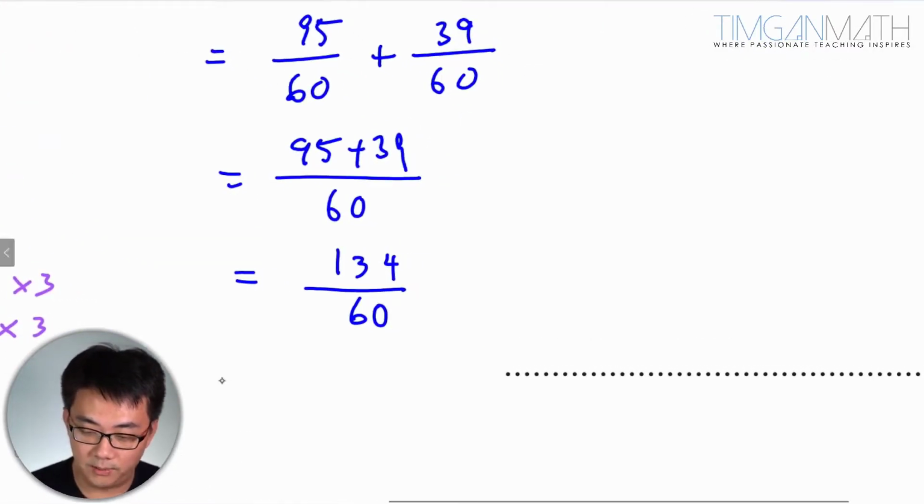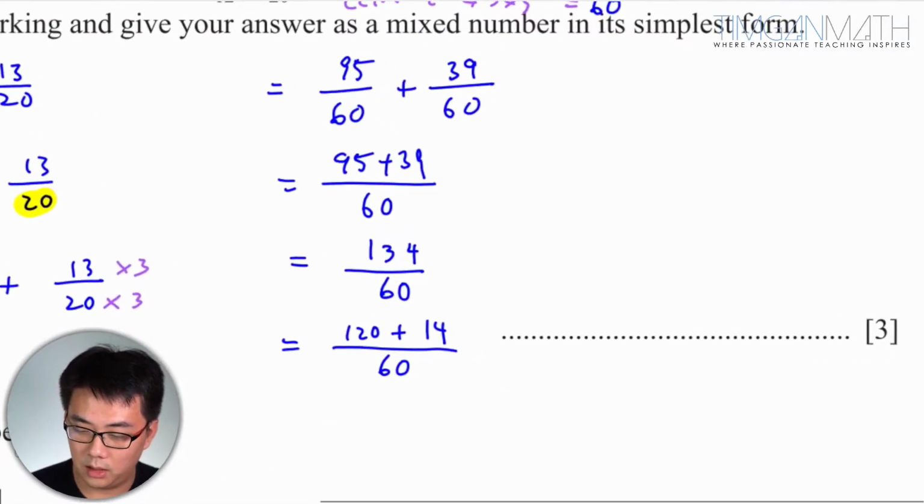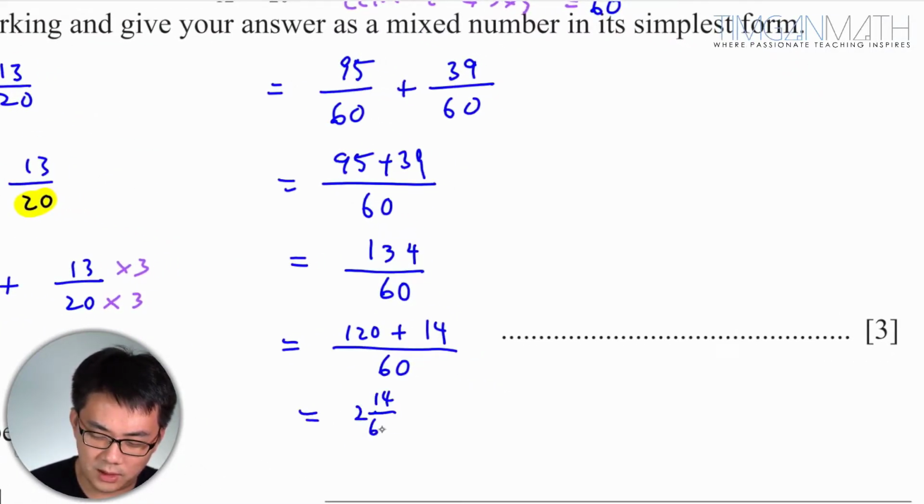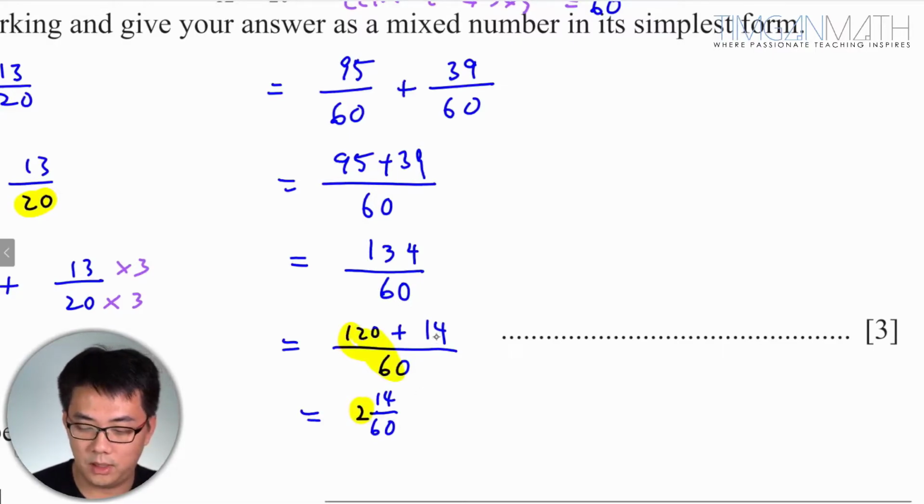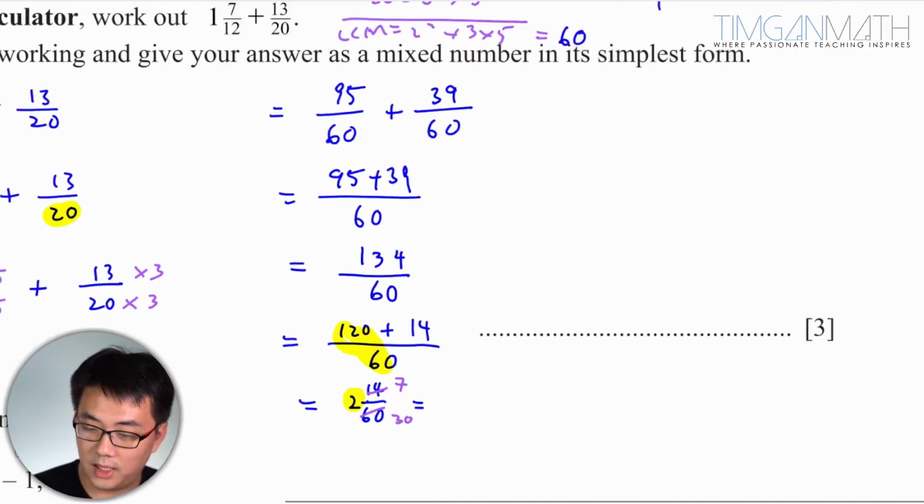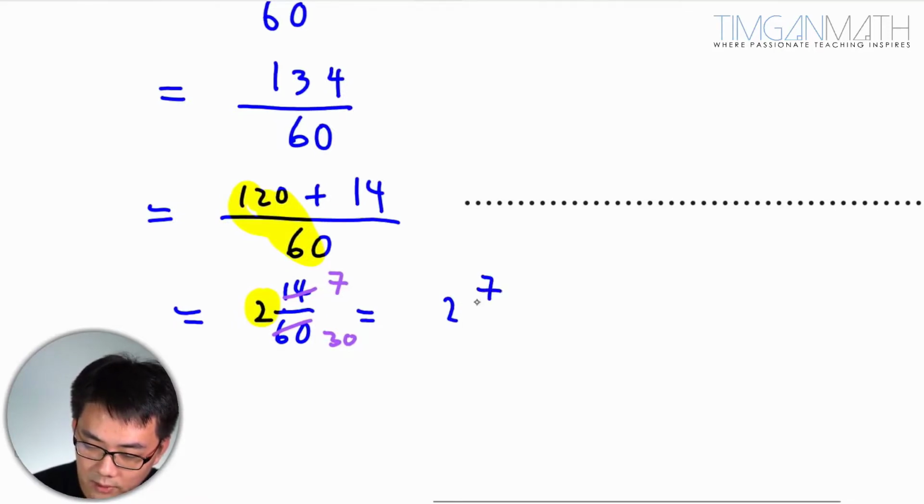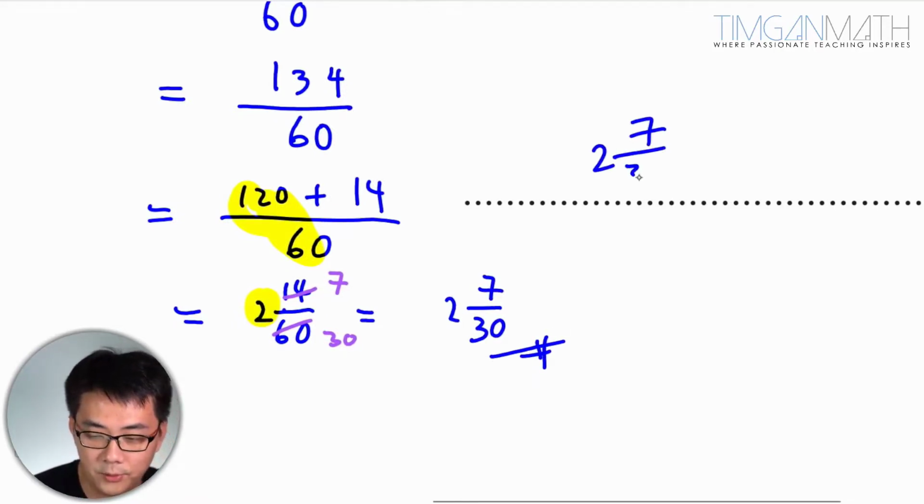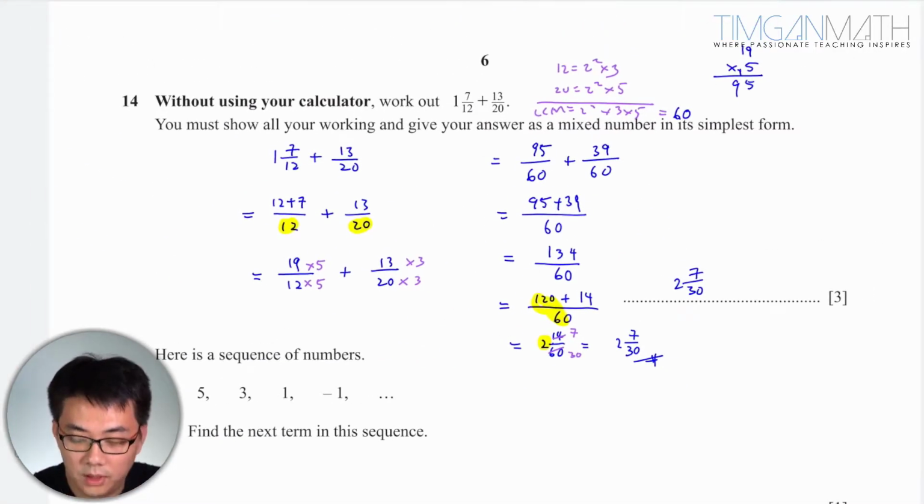But you want it in mixed number, so this will just be 120 plus 14, because a multiple of 60 is 120. So this constitutes a 2, and this is 14 over 60 here. Of course, you can simplify 14 over 60, dividing by 2, that will be 7 over 30. So the answer will just be 2 and 7 over 30. Okay? So that's how you do this part here. I think it's pretty okay.